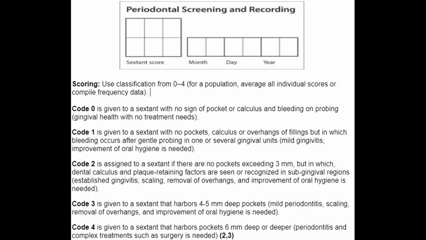Code 1 is given when there are no pockets, calculus, or overhangs, but in which bleeding occurs on probing in one or more gingival units. This is an indication of mild gingivitis.